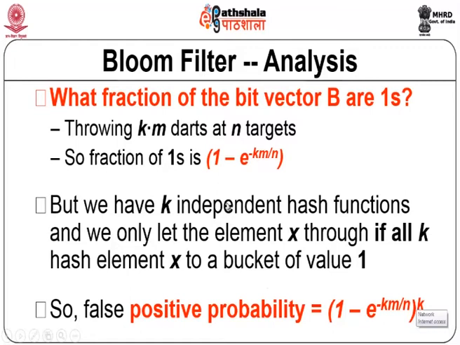Since we have k independent hash functions, we let element x pass through only if all k hash x to a bucket of value 1. In other words, we will consider x only if all k independent hash functions result in a value 1. So, the false positive probability will be (1 minus e to the power of minus km/n) the whole to the power of k, which depends on the number of hash functions.